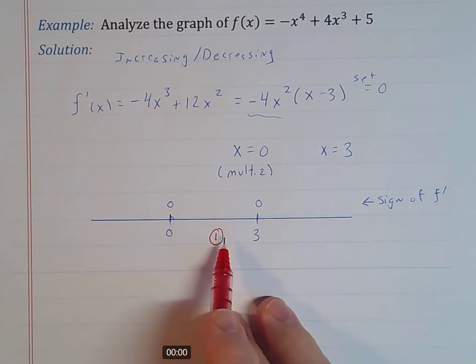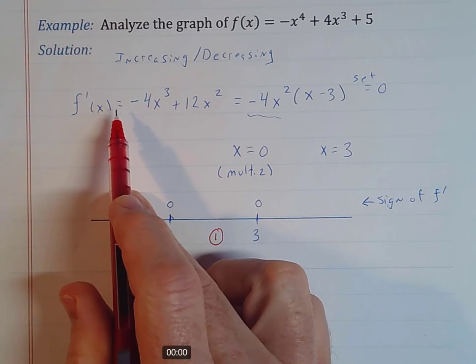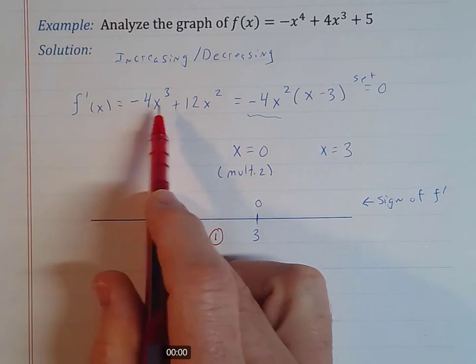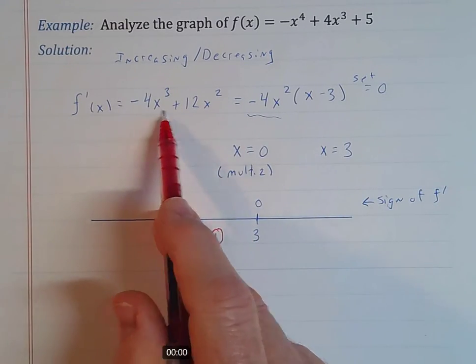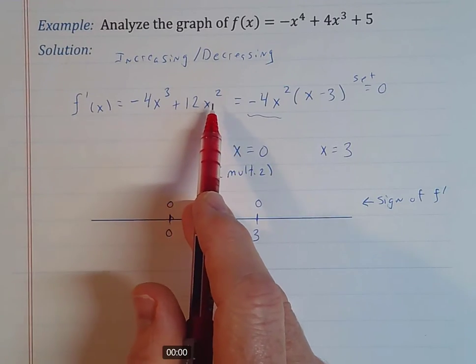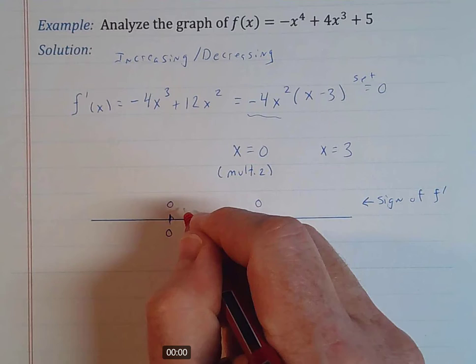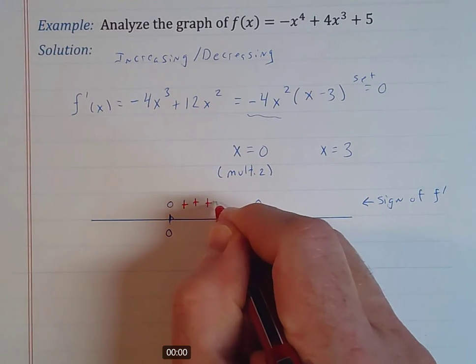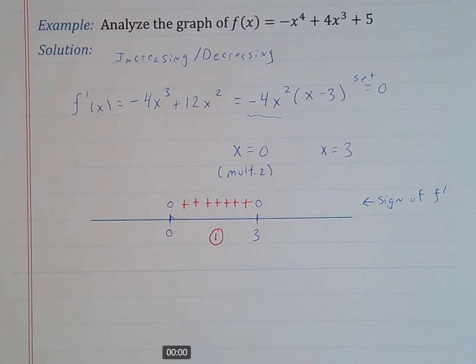And what I mean by that is I'm going to take 1 and plug it into the derivative to see whether it's positive or negative. I can do it here or I can do it over here. It doesn't matter, they're both the same thing. I'll just do it here. It looks like this will be easier: negative 4 times 1 cubed plus 12 times 1 squared. Well, that's going to give me a positive 8. And so I know that I've got pluses right here. I know that the first derivative is positive between 0 and 3.